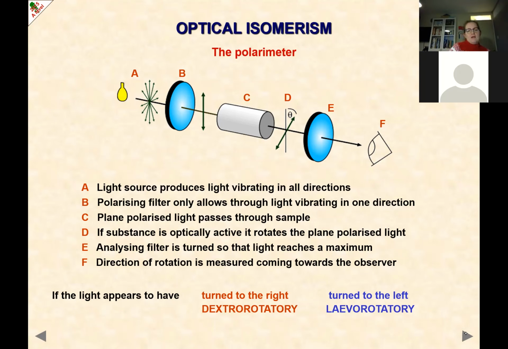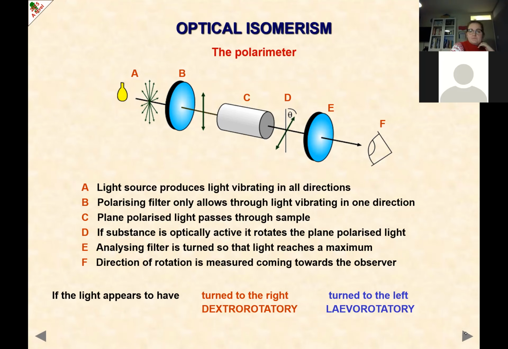Then the plane polarized light passes through the sample, which is C. So this is our polarimeter part. It passes through whatever we want to measure. And at D, if our substance is optically active, it will rotate the plane polarized light. So B is just making it into plane polarized light. C is what we want to test to see if it has any optical isomers in it. D is then the point where our light is going to rotate depending on whether any optical isomers are present or not.